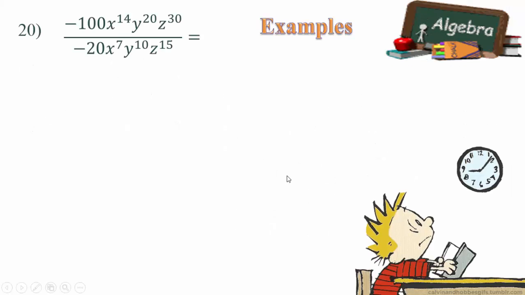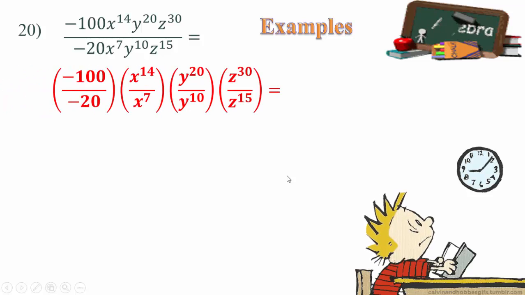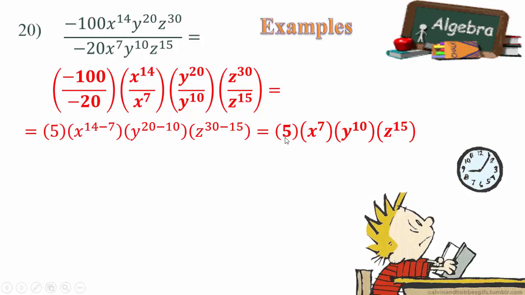Summarizing example number 20. As before, I collected up the coefficients, my x's, my y's, and my z's, and worked each one out separately to get my final answer, 5x to the 7th, y to the 10th, z to the 15th, just like I did on the whiteboard.